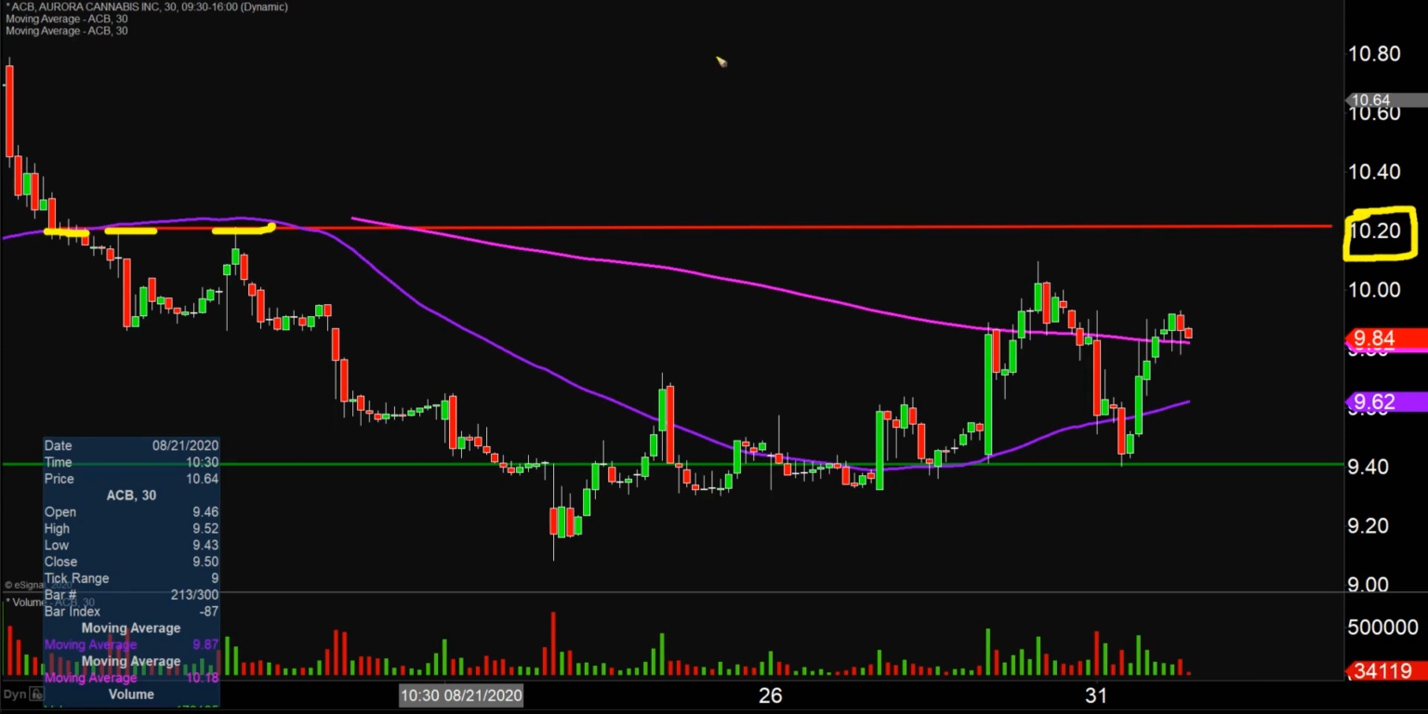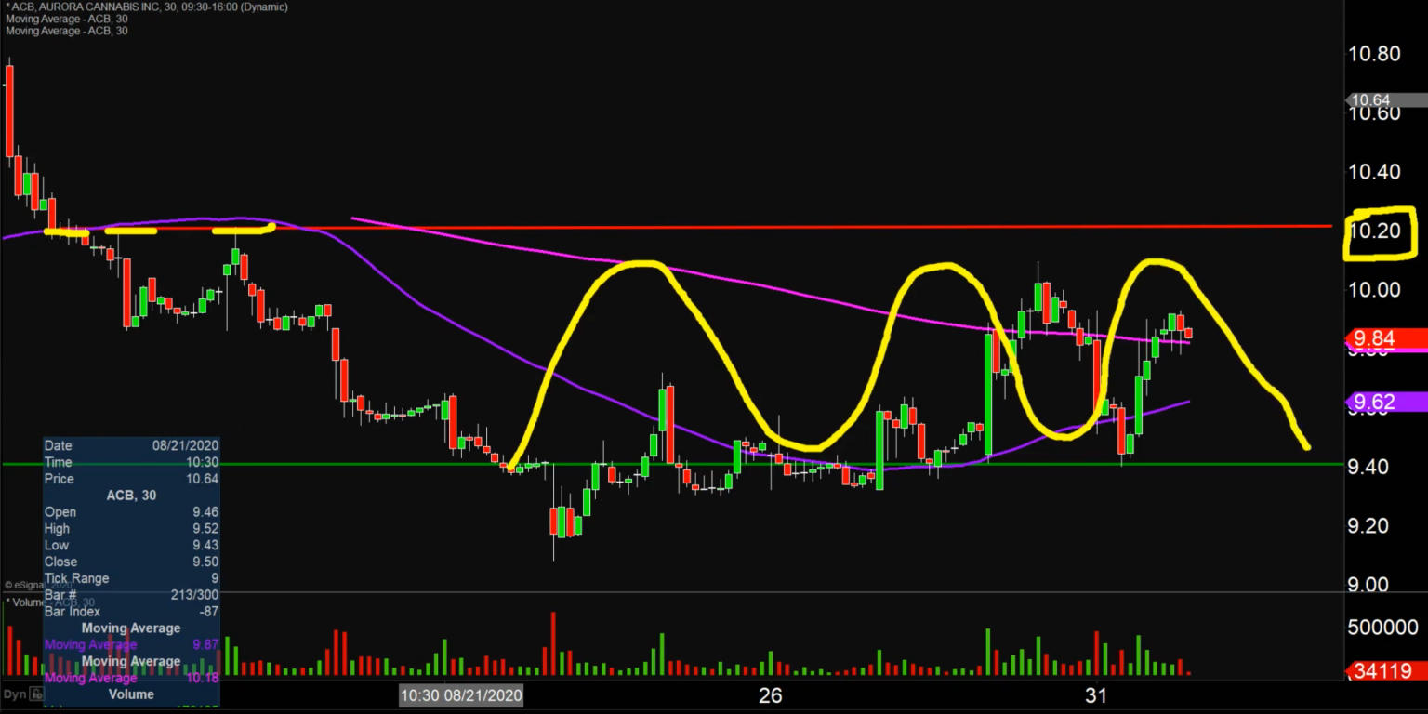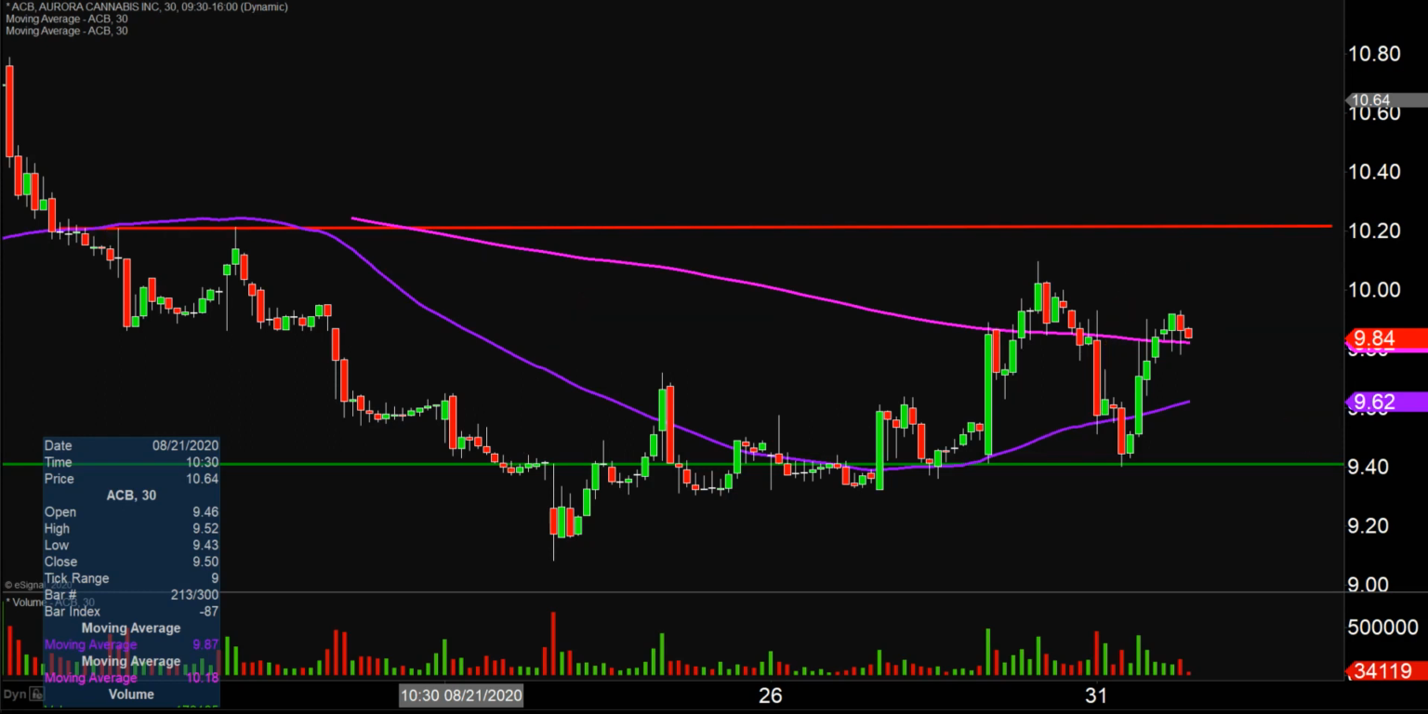If you really want to, I suppose you could just call this a sideways channel pattern. But more of the story from a very cut and dry perspective, those are going to be the two main technical areas to watch moving into Tuesday.